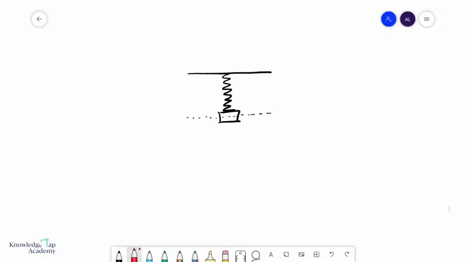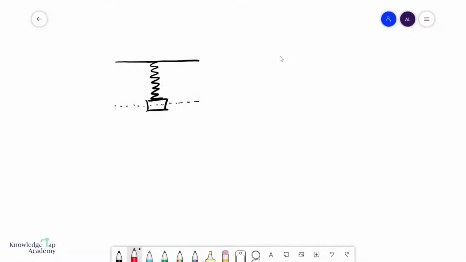So what we're going to do now is look at how to do a force analysis on an object in SHM. Now, remember that SHM is essentially still mechanics. So let's consider a vertical spring, like so.